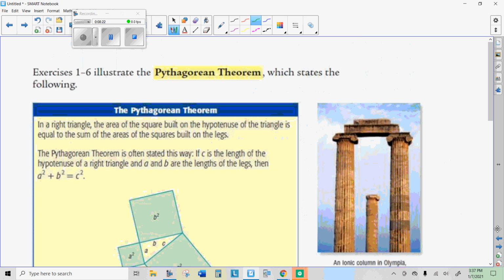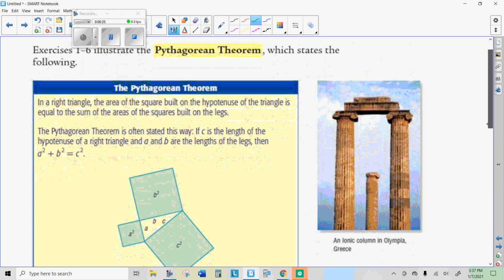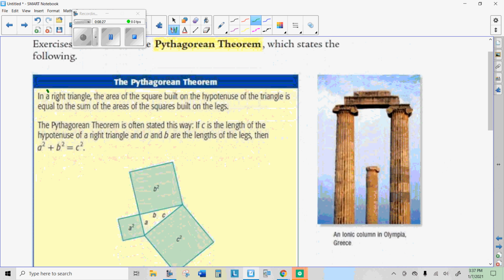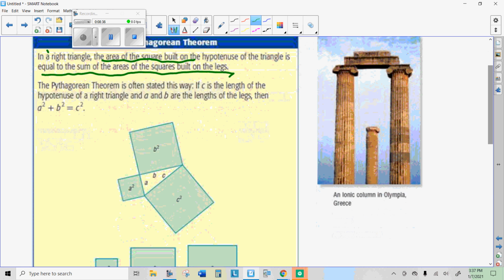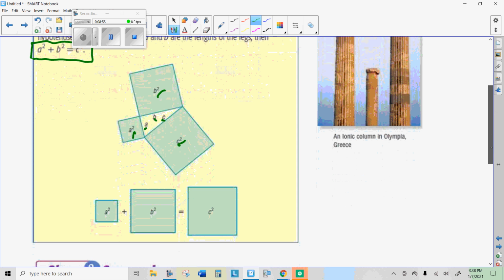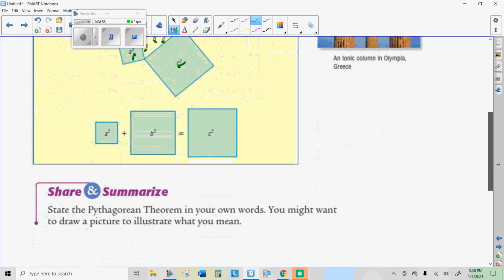And we're going to find out what you can do with that. So you write it out like this. In a right triangle, the area of the square built on the hypotenuse of the triangle is equal to the sum of the areas of the squares built on the legs. And you might see the formula looks like this: A squared plus B squared equals C squared. So A, B, and C are the sides of the triangle, and A squared, B squared, and C squared are the areas of the squares drawn on those. So A squared plus B squared will always equal C squared if it's a right triangle.